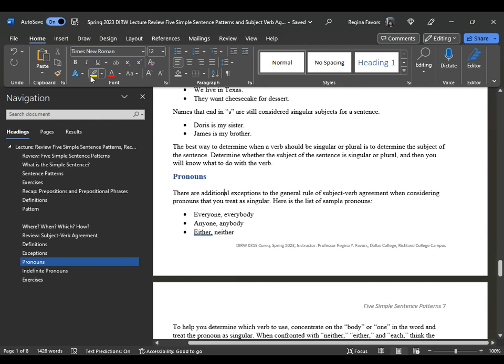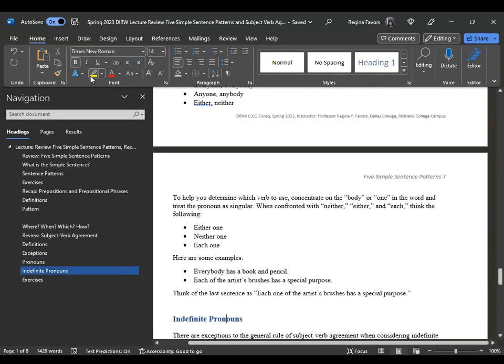So then there are further exceptions when it comes to pronouns. A lot of times when we think about everyone, everybody, anyone, anybody, either, neither, we think of them almost in plural form, because if we walked into a room and we say everybody is in the room, it seems like we are saying it correctly, and we are. But when we write it, we immediately want to say everybody are. We want to make it plural. But everyone, everybody, anyone, anybody, somebody, someone, those are considered singular, and we treat them as singular.